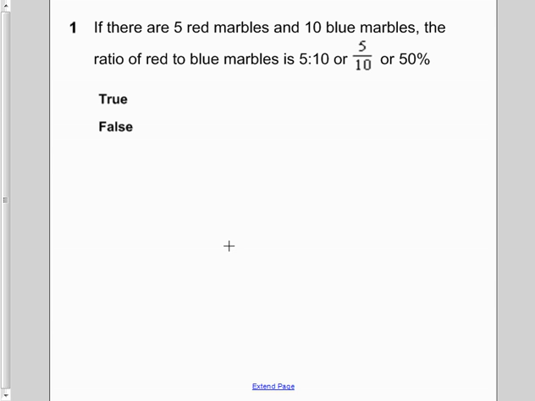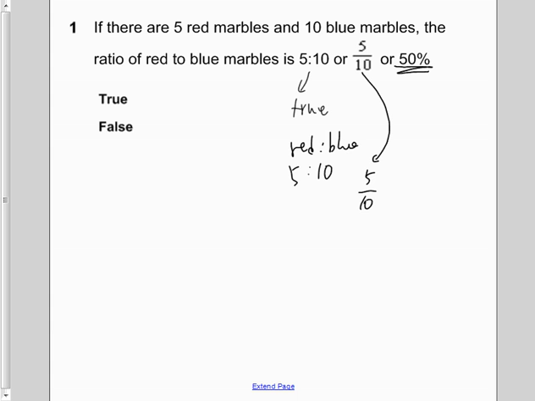The first question is a true-false question. It says, if there are 5 red marbles and 10 blue marbles, the ratio of red to blue is 5 to 10. Well, this is a true statement. The ratio of red to blue is indeed 5 to 10. Or we could express it this way, 5 to 10, which is also acceptable.